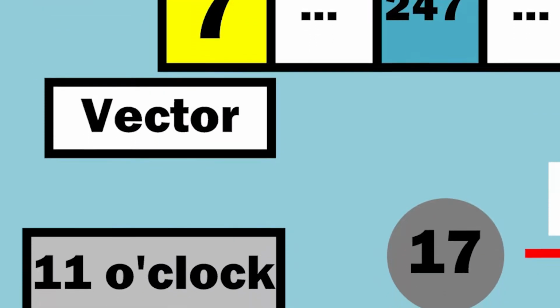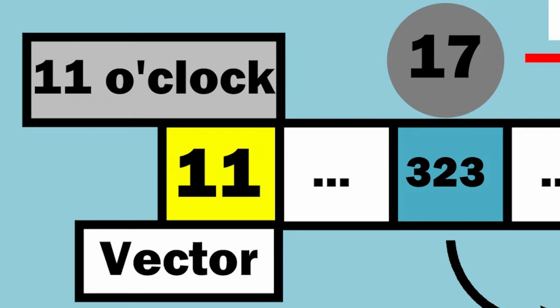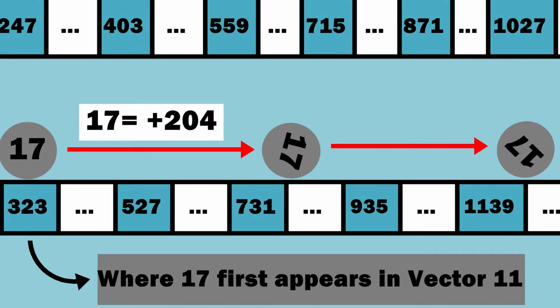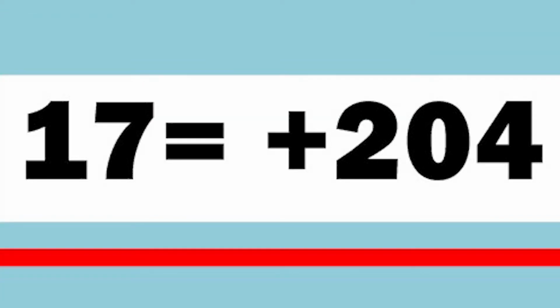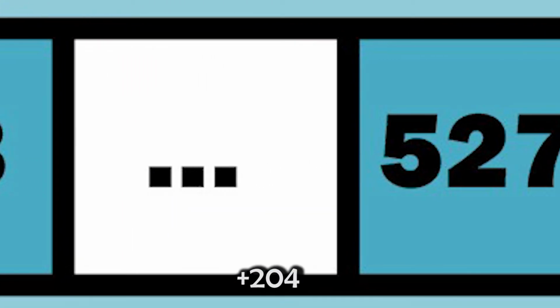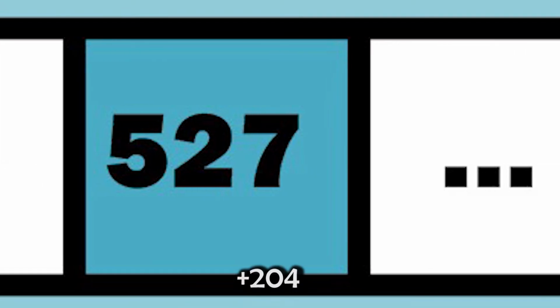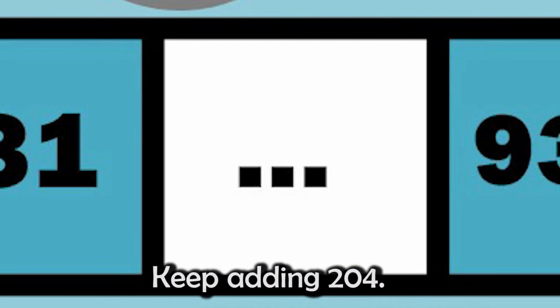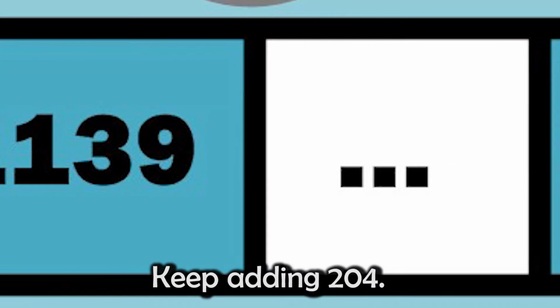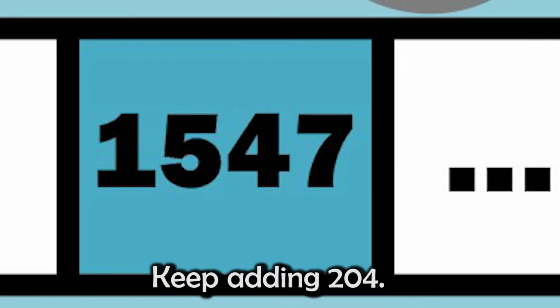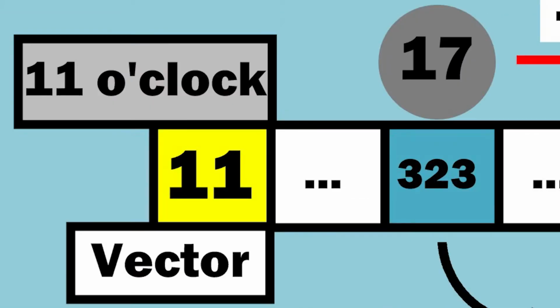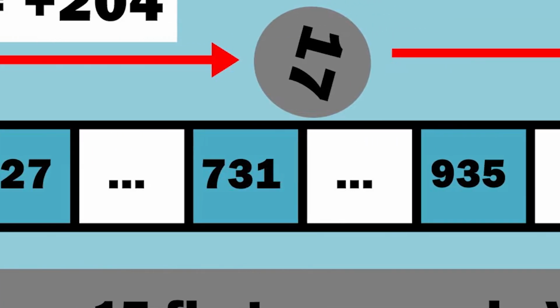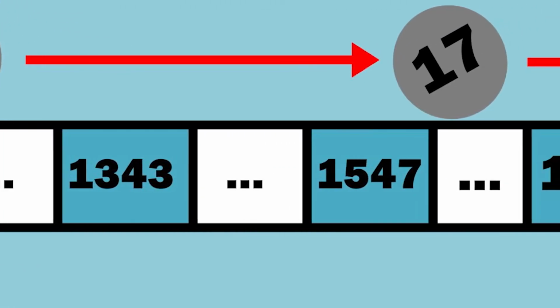Let's now look at 11 o'clock, which is also known as vector 11. The first time 17 appears, the prime number 17, is at 323. 17 times 12 is equal to 204. Beginning at 323, we add 204 and we arrive at 527. We can add 204 to 527 and we arrive at 731. We can keep adding 204 each time to the composites, and we will progress further and further down the number line at 11 o'clock, discovering all of the composites related to the prime number 17.